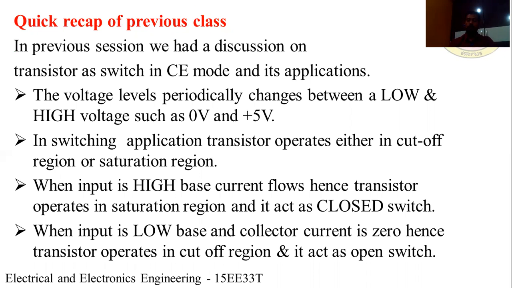When the input is low, the base and collector current is 0. Hence, the transistor operates in the cutoff region, and the circuit is an open switch. So, when the transistor is in low voltage condition, that is 0 volts, it acts as an open switch. When it is in high voltage, that is 5 volts, it acts as a closed switch. Understood? Okay.